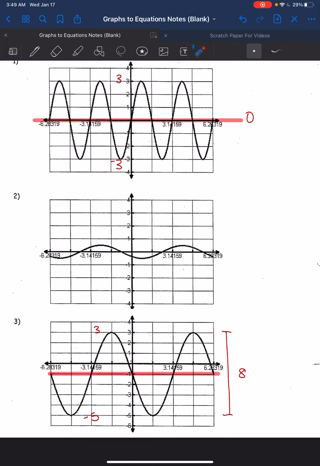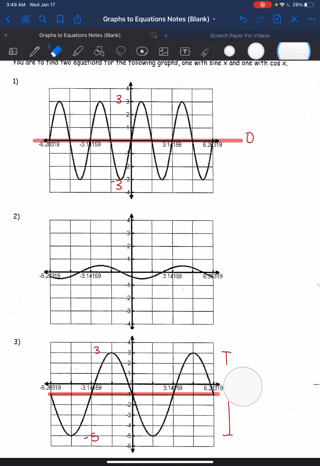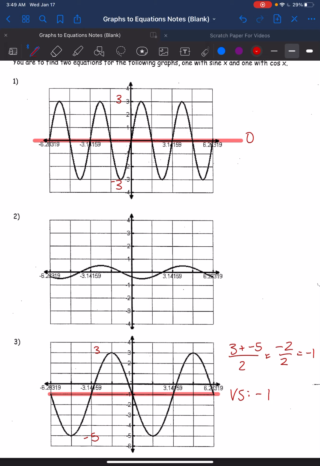Another way to do this, and this might be important if we throw decimals at you or any numbers that are not favorable, you can always average your max with your min, and that number you'll get out of that formula is the number halfway between the two. So if you remember how to take an average, you add the two numbers together, 3 plus -5, divide it by the number of numbers, so 2. 3 plus -5, that's -2. Over 2 gives you -1. So, the vertical shift here is -1.